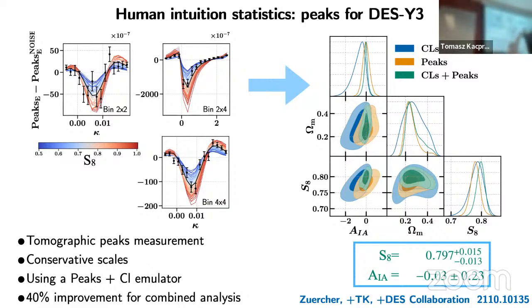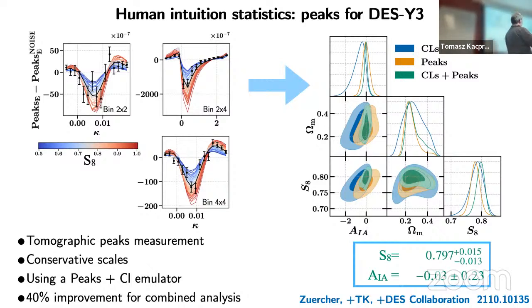If we look at what happens between Cls and peaks, first of all, they're quite consistent, but there is an interesting difference for the intrinsic alignment and S8 parameter combination. Intrinsic alignment concerns how galaxies' shapes are connected to the shape of the dark matter halo they are close to. It's a local effect that looks very similar to what gravitational lensing can do. That's why it's degenerate, and it's hard to distinguish those two things from lensing alone.